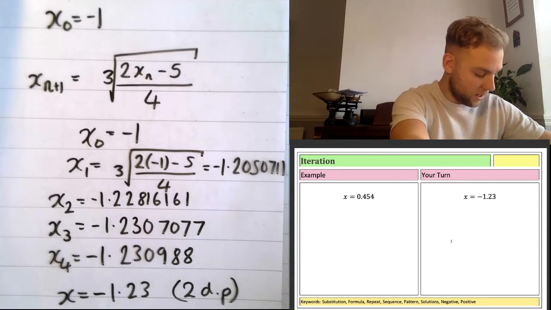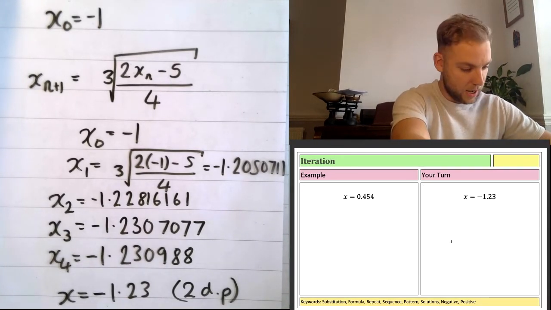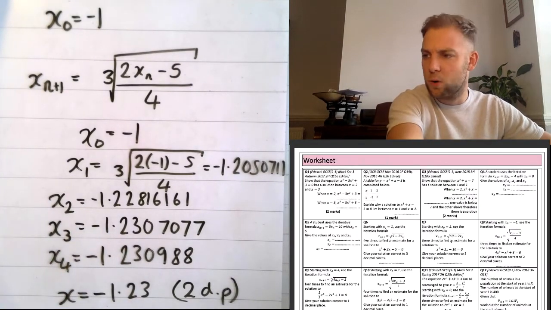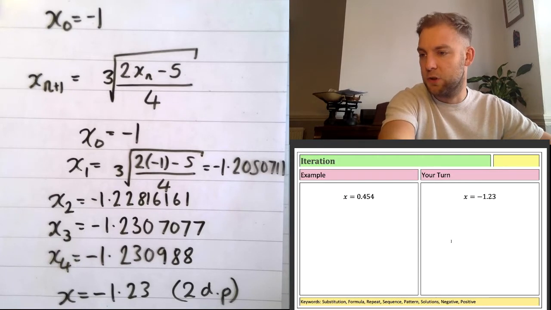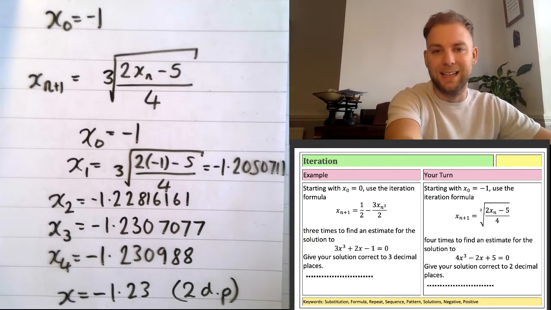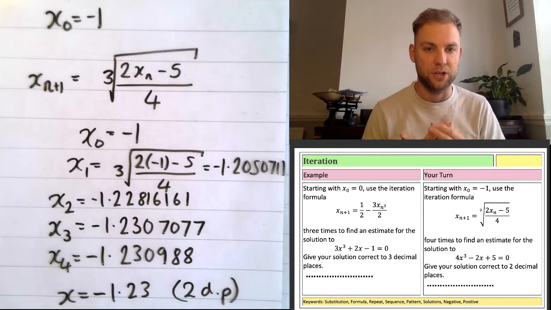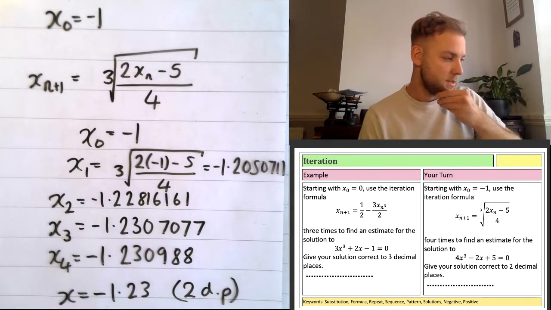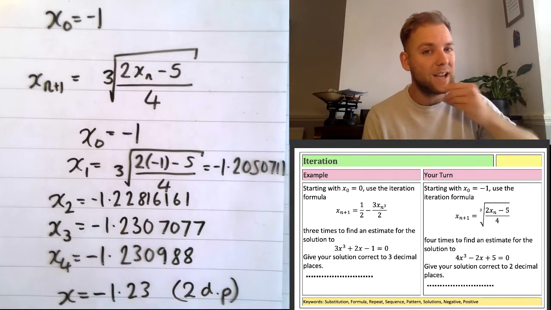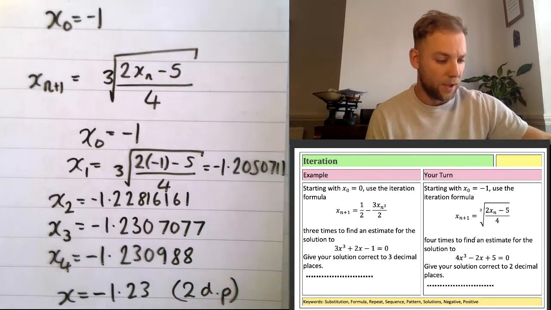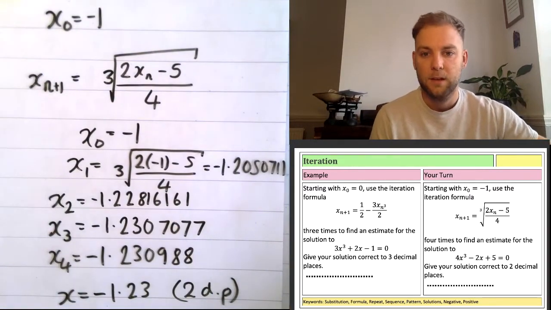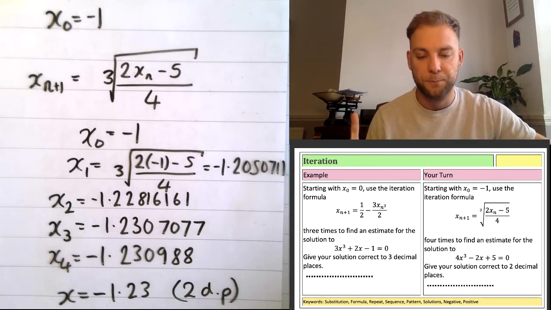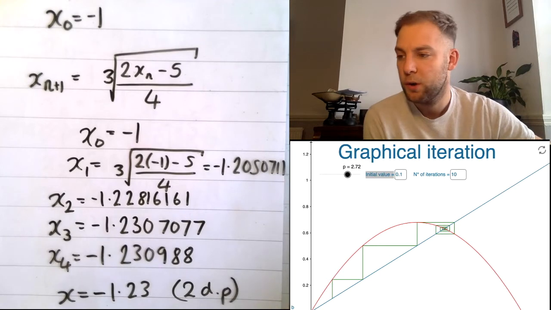Minus 1.23 and 0.454. Brilliant. Now there is one more type of question for this which comes up, and sometimes they ask it as a population question, so it is worth noting that. It's very, very similar. It's only come up a handful of times on Edexcel, but it's exactly the same process as this. So I'm just going to show you now how this works.